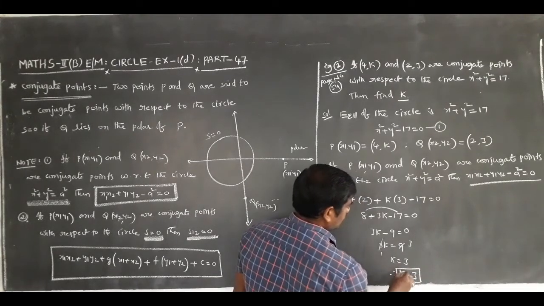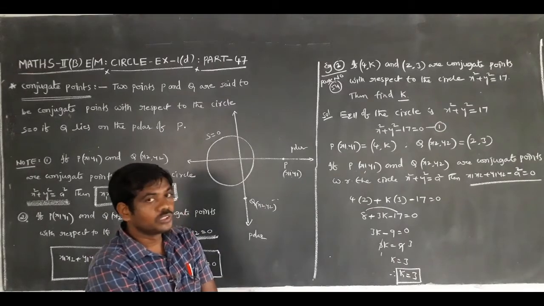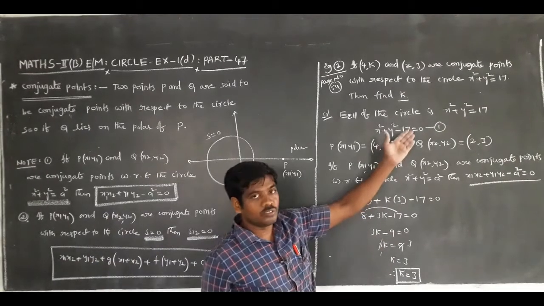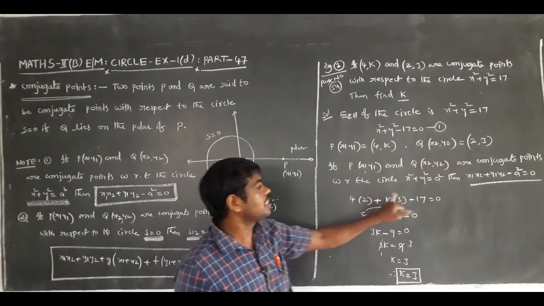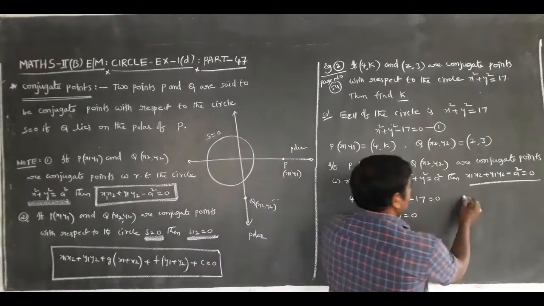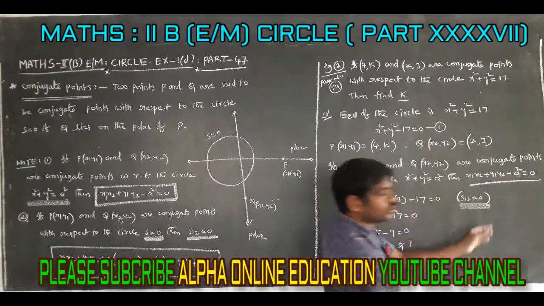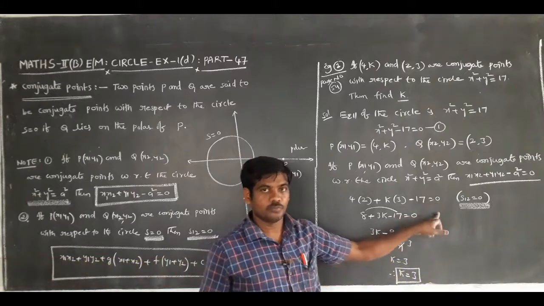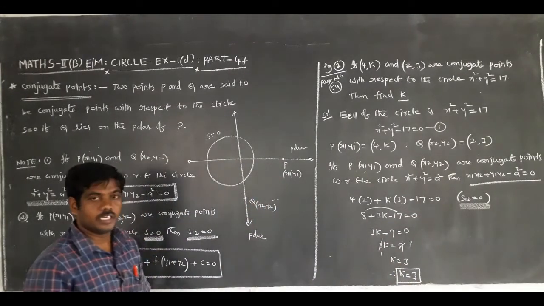This is the process for finding the k value. If the 2 points are conjugate points with respect to the circle, then S12 = 0. Here, equating to 0, k = 3.